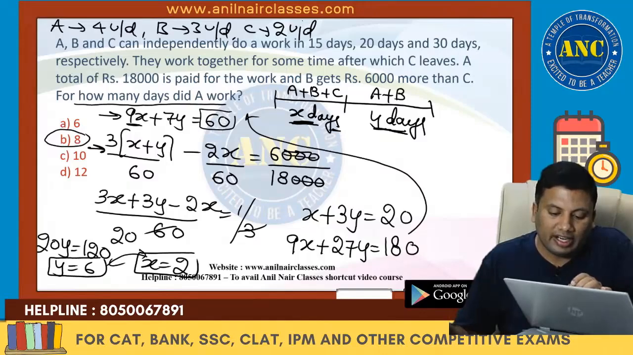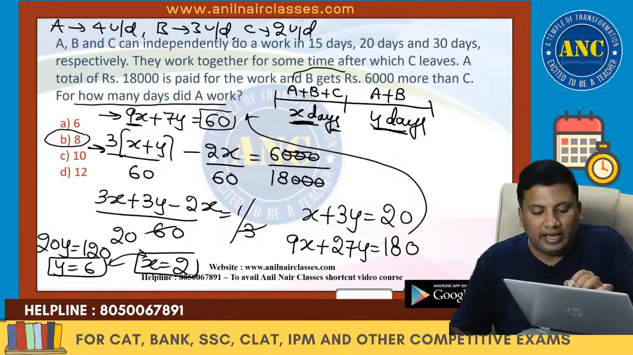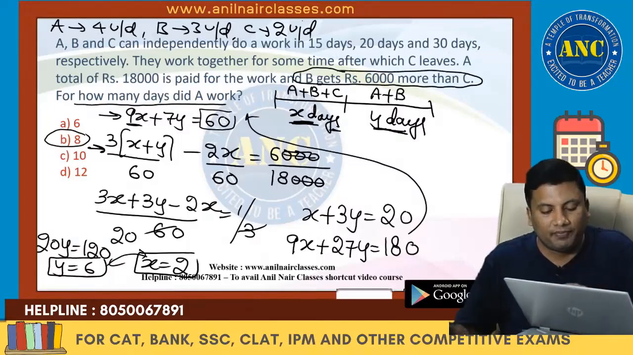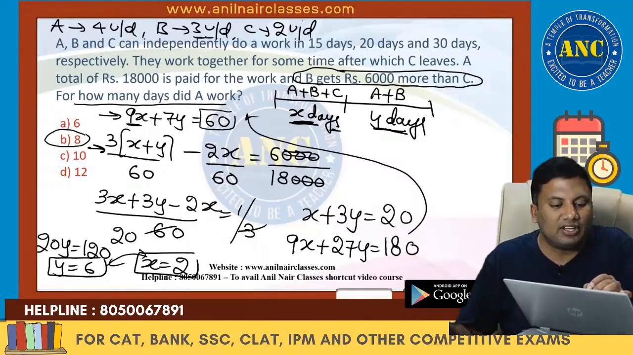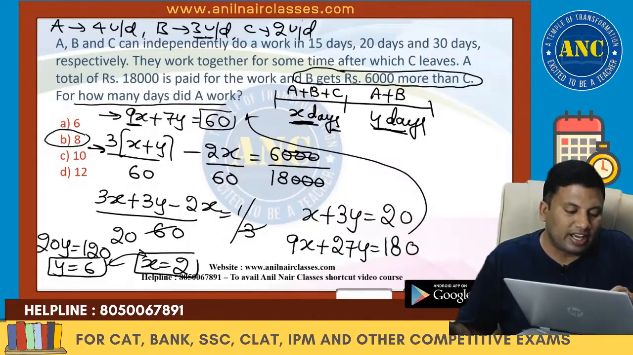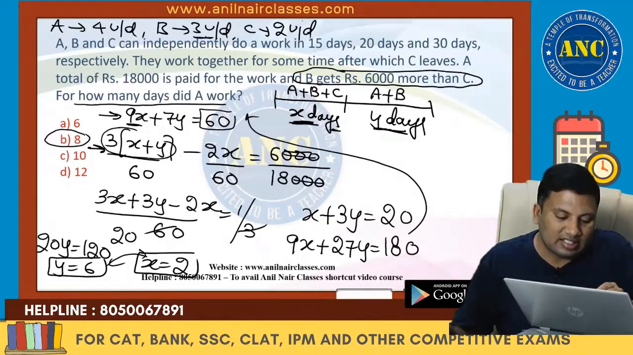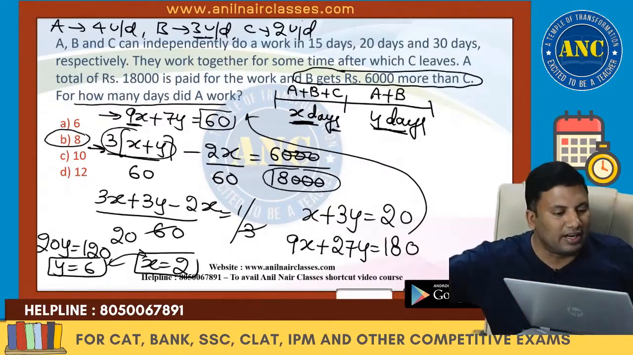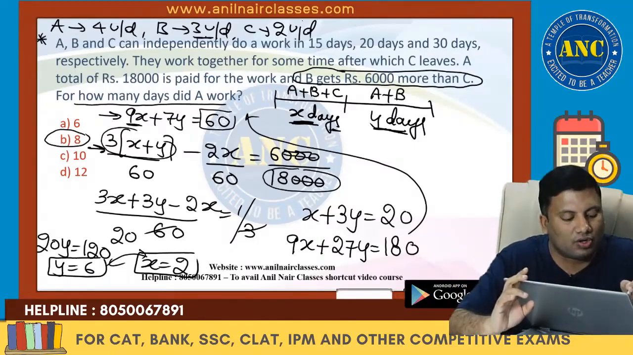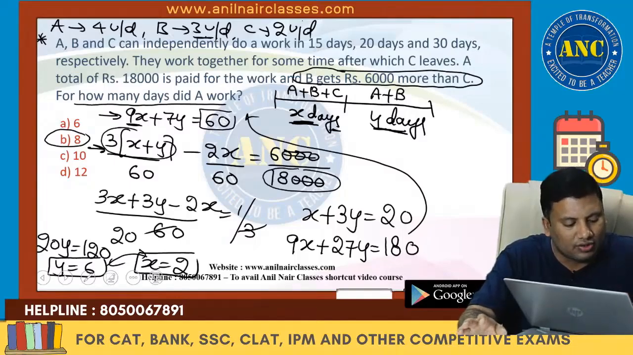Now, if you look at it from B's point of view, B gets 600 more than C. B is doing here x days, here y days. B's efficiency is 3 units, 3 into x plus y, out of total 60. B's efficiency out of total efficiency, C's efficiency out of total efficiency, total work money by difference money. Simple equation, x and y, you will get the answer. It is an original CAT question, very easy. If you solve it, you will get the answer.